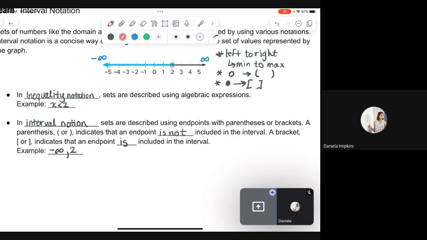Now, to note with the open circle or with the parentheses, infinities always get parentheses. I always think of that as because they're not like an actual number. They're not a real number.